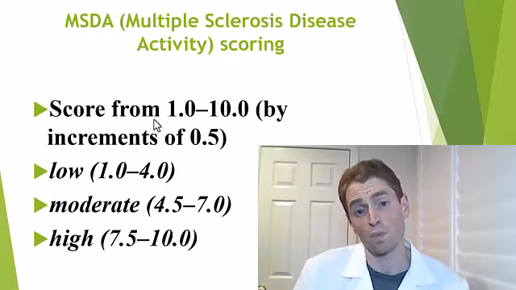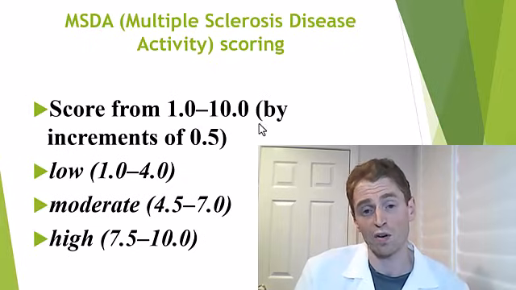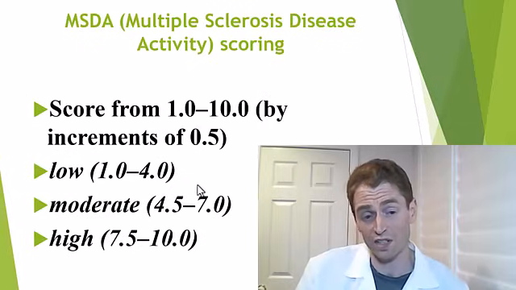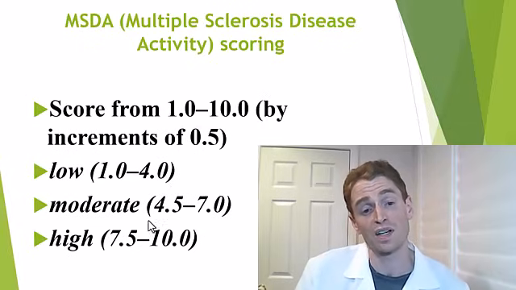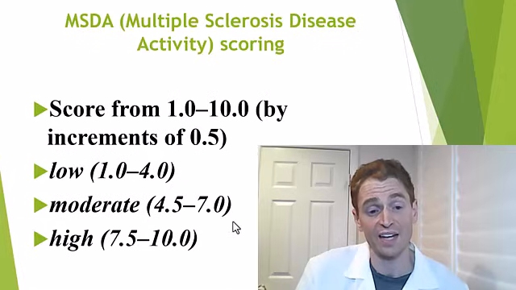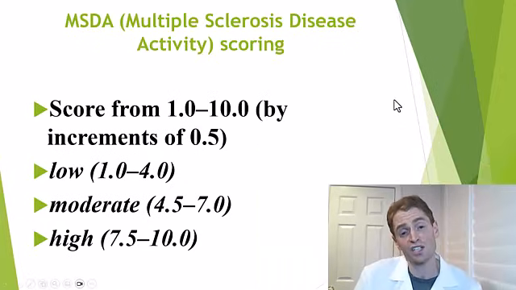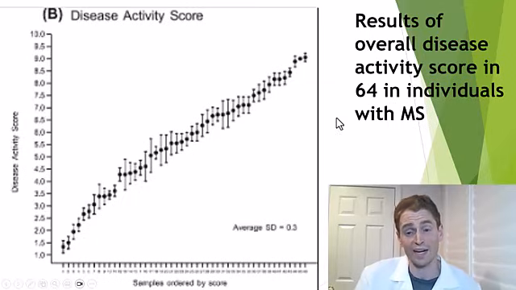The scoring is from 1 to 10. You can't score 0, and it goes by increments of 0.5. A low score is considered 1 to 4. A moderate score is 4.5 to 7, and 7.5 to 10 is considered high. And here's a distribution of what scores look like in a sample of 64 individuals with MS. So no one scored 1, 9.5, or 10, but basically every other score is possible, with the typical score being around 4 or 5.